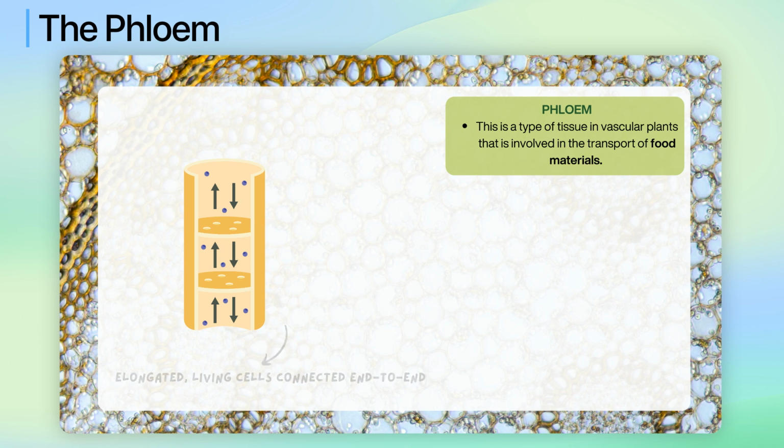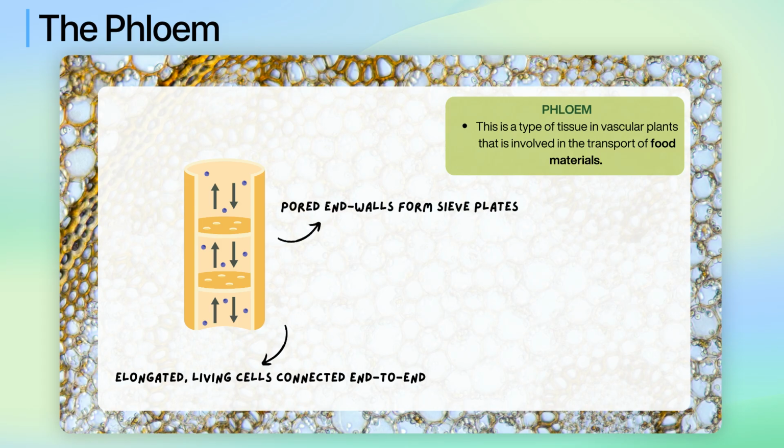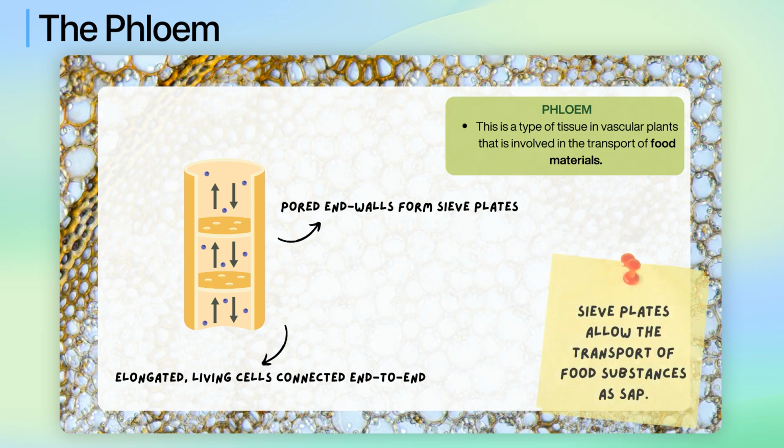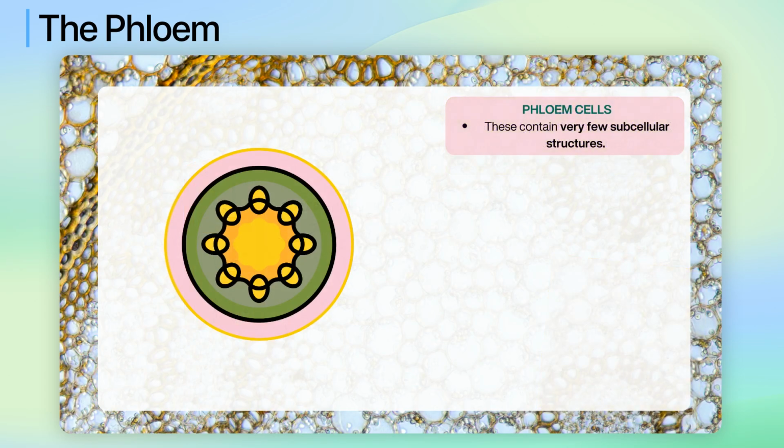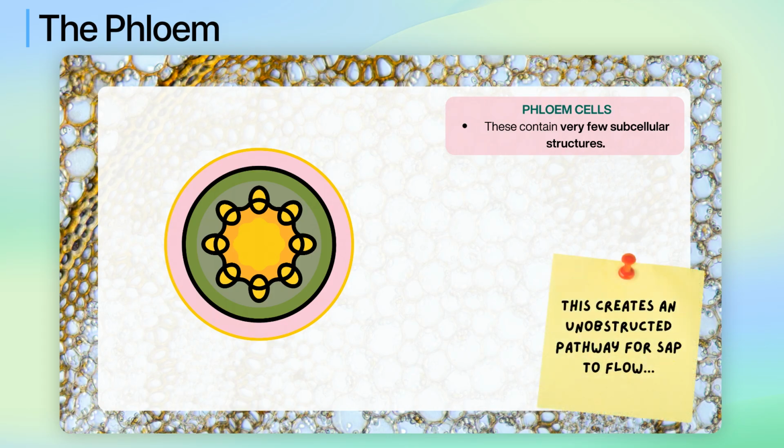Phloem is composed of elongated living cells that are connected end to end. The end walls of these cells have small pores that form sieve plates. Sieve plates allow the transport of food substances in the form of sap. Phloem cells have very few subcellular structures. This creates an unobstructed pathway for the flow of sap.